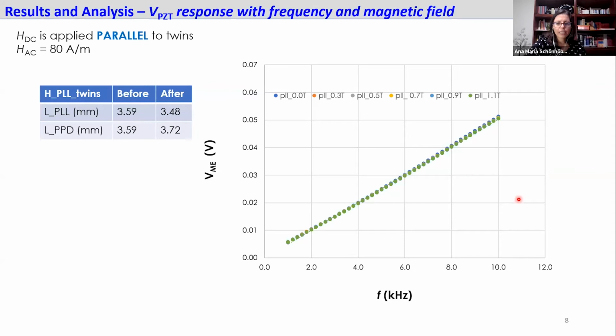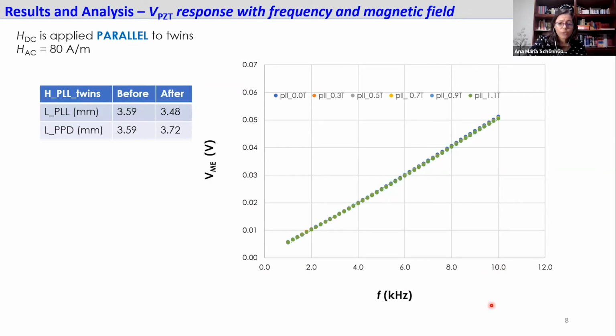So here we have the magnetic field induced voltage in the piezoelectric as a function of frequency between 1 and 10 kilohertz for different magnetic fields from 0 to 1.1 Tesla, keeping the AC magnetic field at 80 ampere per meter. Both the AC and DC fields were applied parallel to the axis of the composite. Apparently the electric response increases linearly with frequency for any magnetic field, and the behavior is very simple.